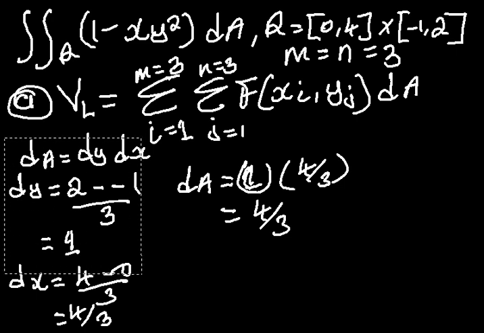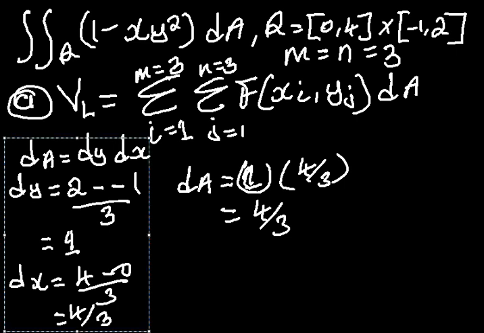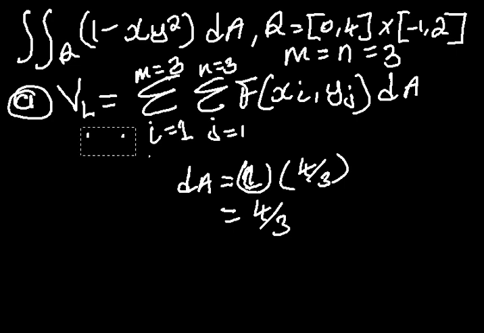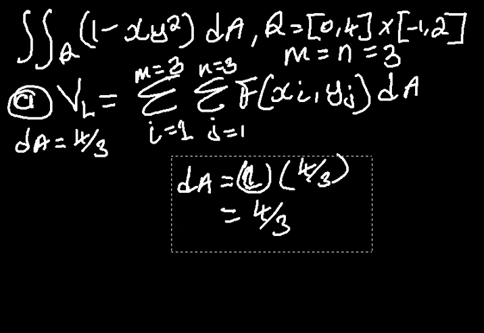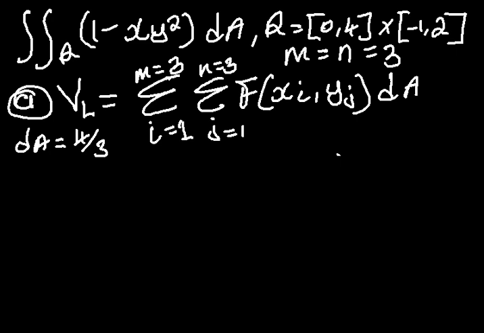So keep that in mind. So the value of dA has been given as 4 over 3. Then we're going to find the sample points independently, for x as well as y. So let's go for x, the sample points for x.